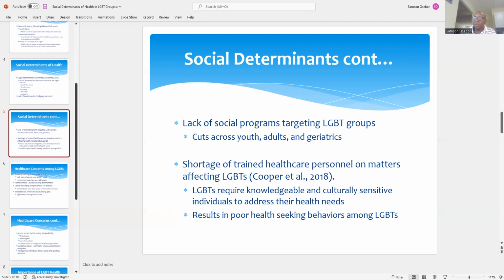There is a shortage of trained healthcare personnel on matters affecting LGBT, as the LGBT group requires knowledgeable and culturally sensitive individuals to address their different healthcare needs.